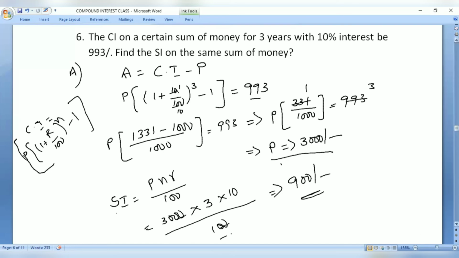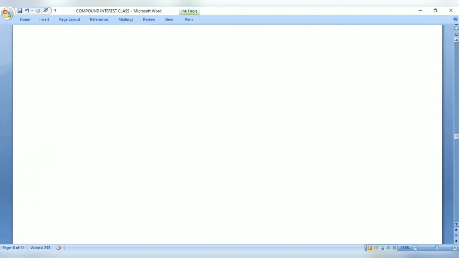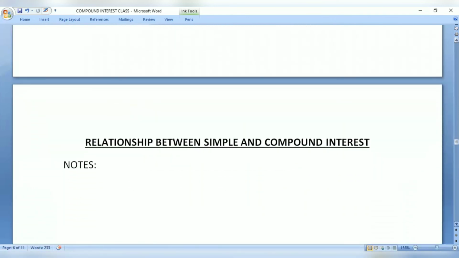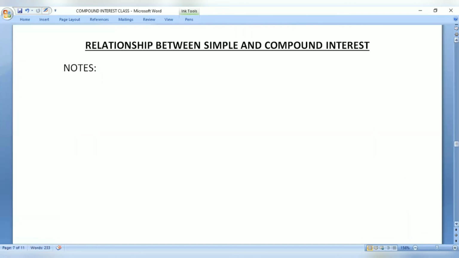There is one more concept in compound interest after knowing this, that is establishing the relationship between compound interest and simple interest. We know that for the first year, simple interest is always equal to compound interest.